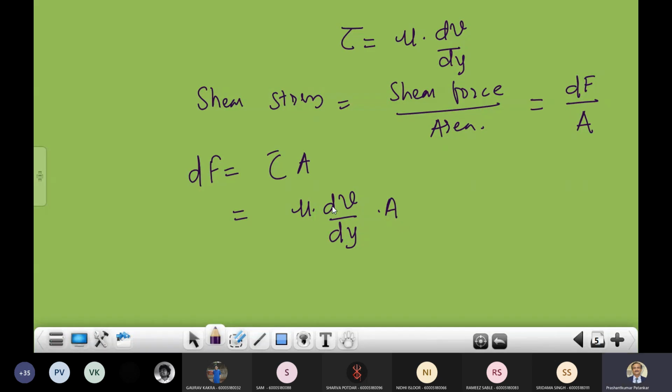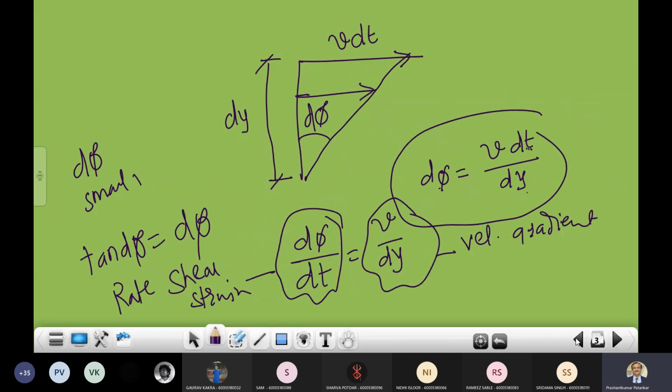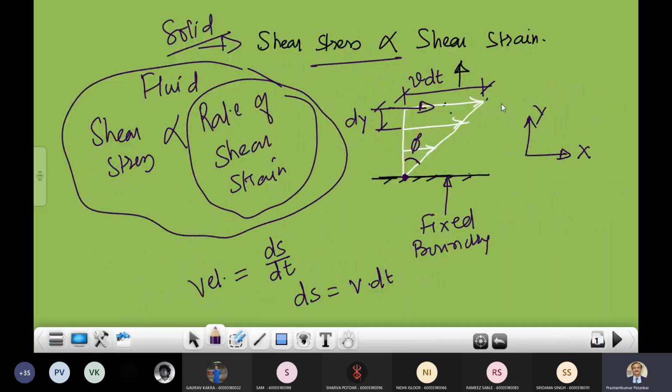Or if you want to ignore this particular small change in the velocity, which is denoted here by dv, and the distance between the two adjacent layers, which is denoted here by dy, you can write it this way: mu times v times area divided by that distance y. I am talking about the distance along the y axis, which I have shown over here. Let us say this distance between the two adjacent layers is y, and this velocity is v.